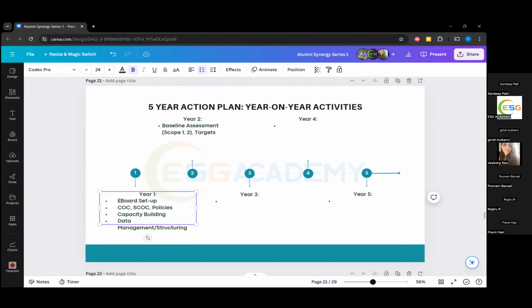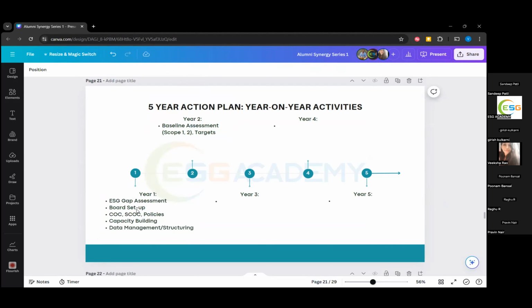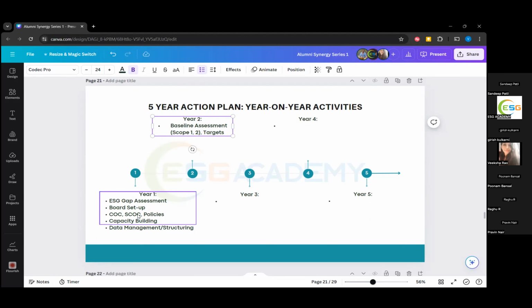ESG gap assessment, that would be with respect to the standards, frameworks and benchmarks, and with competitors, maybe. But Bala, I have one query. While we are talking about ESG, don't you think you need budget in year one? Even if I have to engage consultants in this, I will need budgets, right?